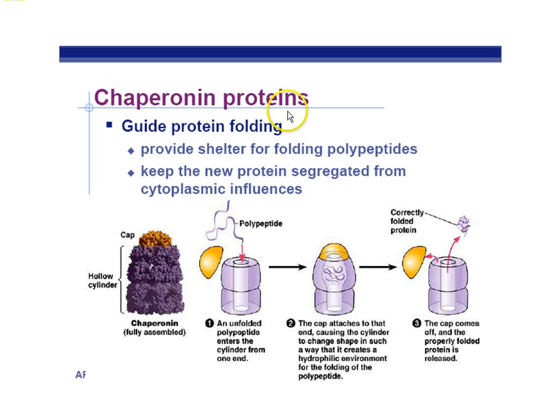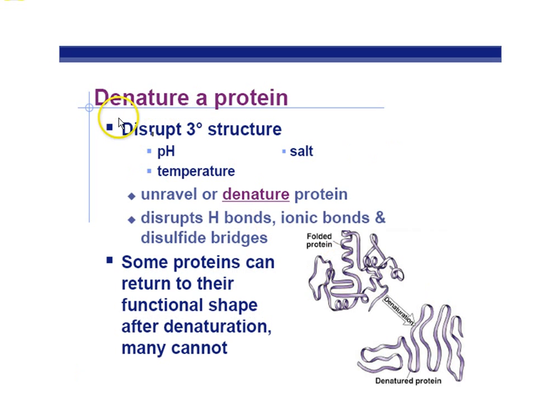Chaperonin proteins will help proteins to fold into their final 3-dimensional shape by the interactions with the chaperonin proteins' R groups to kind of twist this thing into its final tertiary structure. Denaturing a protein means disrupting its 3-dimensional shape or tertiary structure.